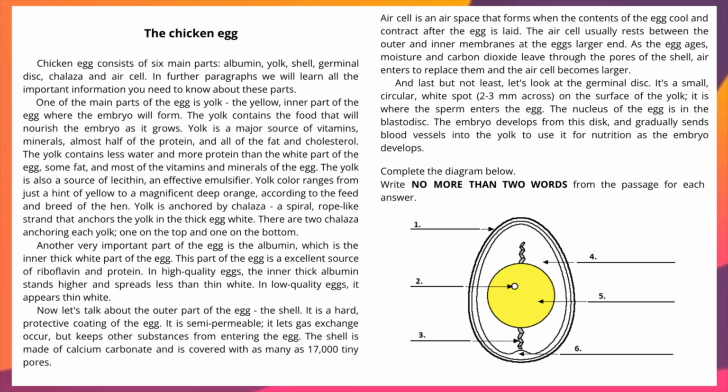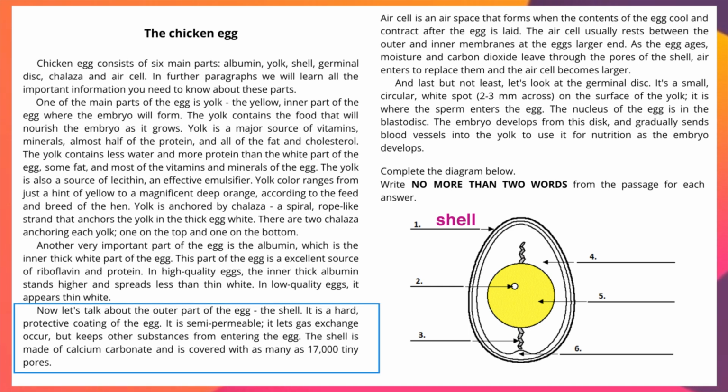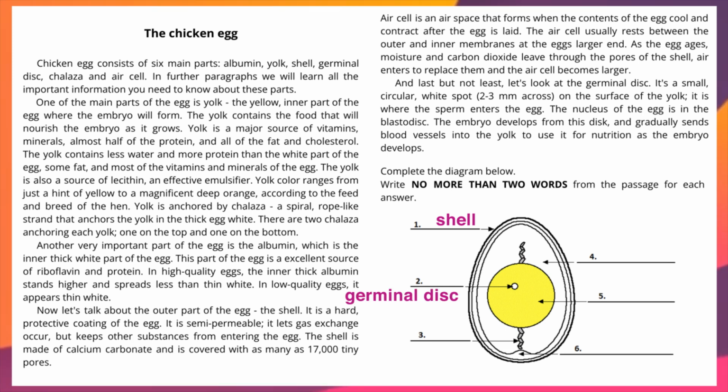Now, let's check the answers. Number 1 is shell. Just go to the fourth paragraph where the shell is described. It is a hard protective coating of the egg. That means it is the outer part of the egg, and that is why the answer is shell. Number 2, germinal disc. If you come to the other side of the passage, the second paragraph says, let's look at the germinal disc. It's a small circular white spot 2 to 3 millimeters across on the surface of the yolk. That means it is talking about the circular round part in the middle of the yolk. Germinal disc is going to be your second answer.